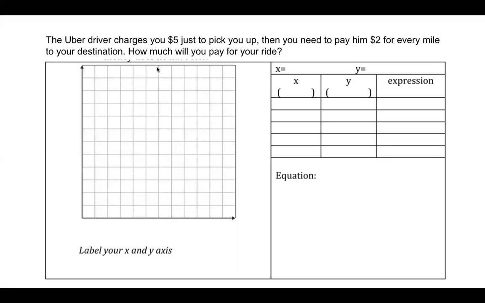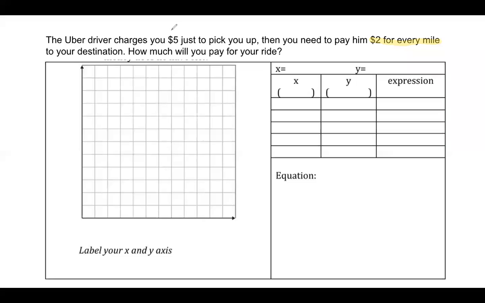Okay, so here is a word problem. The Uber driver charges you $5 just to pick you up. Then you need to pay him $2 for every mile to your destination. How much will you pay for your ride? Does everybody see the rate in this problem? $2 for every mile is the rate, right? Because it's happening over and over again.